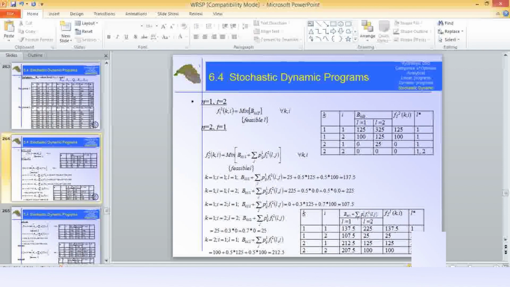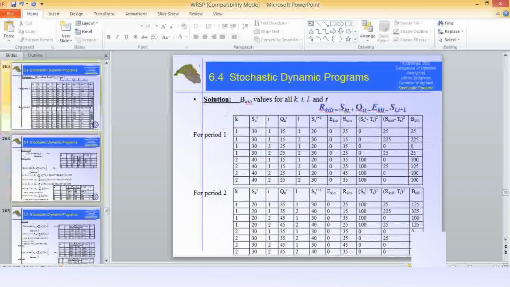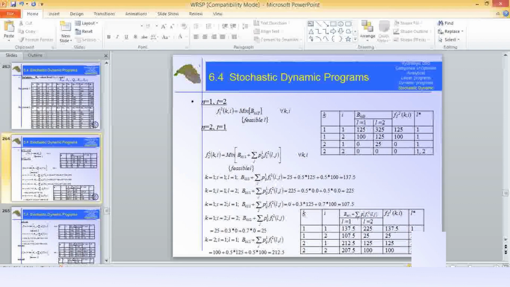When L is equal to 2, that is 1, 1, 2 for period 2 still, mind you, T is 2. So at K is equal to 1, I is equal to 1, and L is equal to 2 for period 2, 1, 1, 2, it's this row, 1, 1, 2. It's 325. So the system performance is 325. We are looking for the smaller of the two, which is 125. And this 125 is obtained when the storage state is 1.